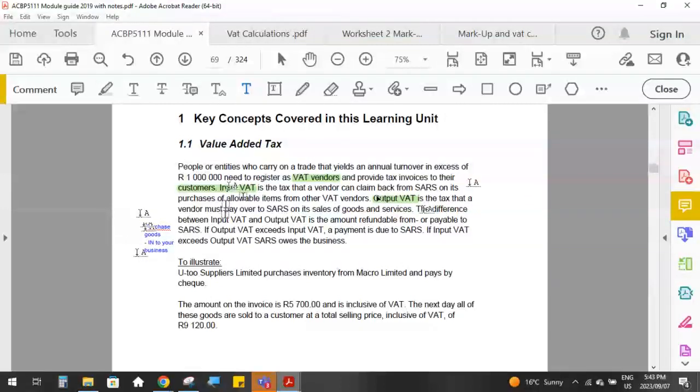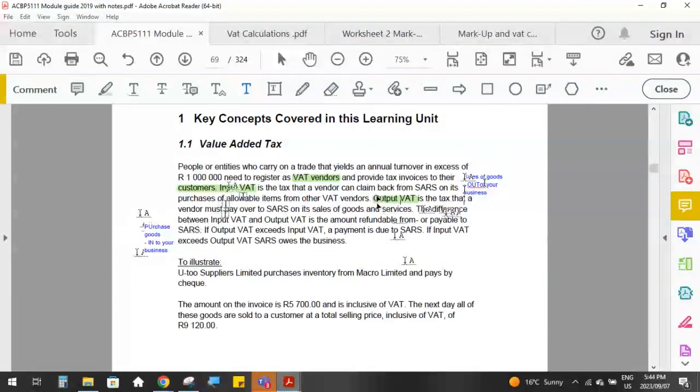Then our output VAT, that is sales of goods that are going out of your business. That VAT we call output VAT. So that's an easy way to remember it, because students always get muddled up with input VAT and output VAT, and they don't know which is which, and you quite often get questions on that. So input VAT is on purchases into my business, and output VAT is on the sales that I sell out of my business. So that's just an easy way to remember.